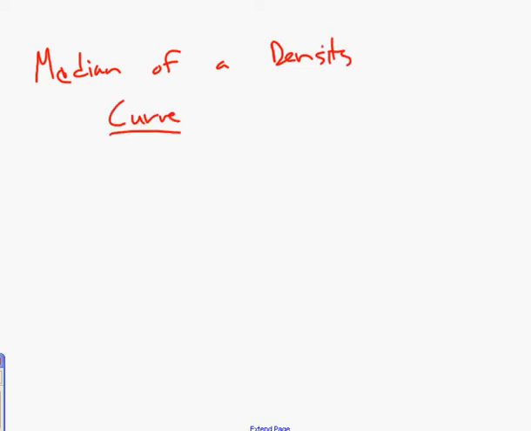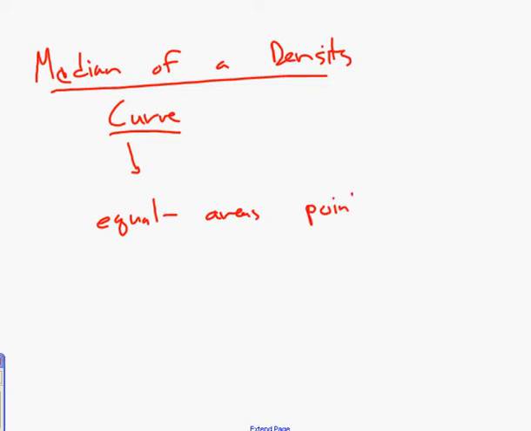Sometimes the median of a density curve is referred to as the equal areas point. Okay? And we saw that yesterday. We talked about two distributions yesterday.